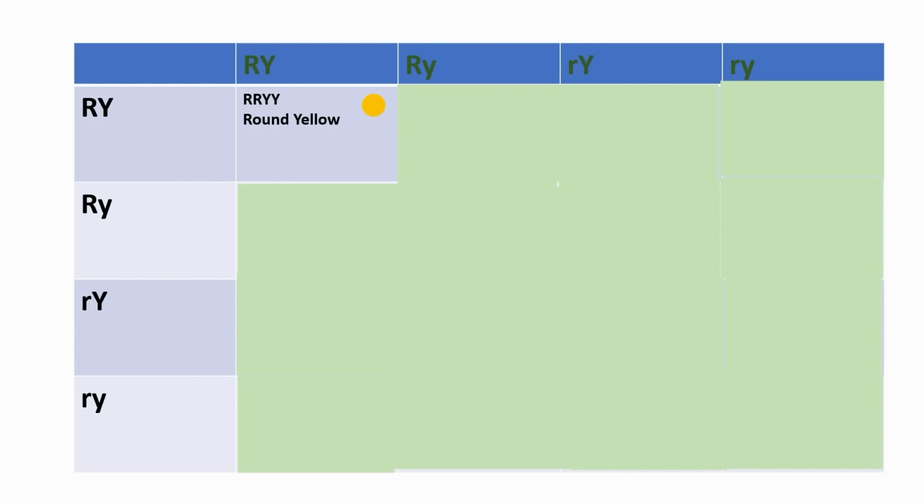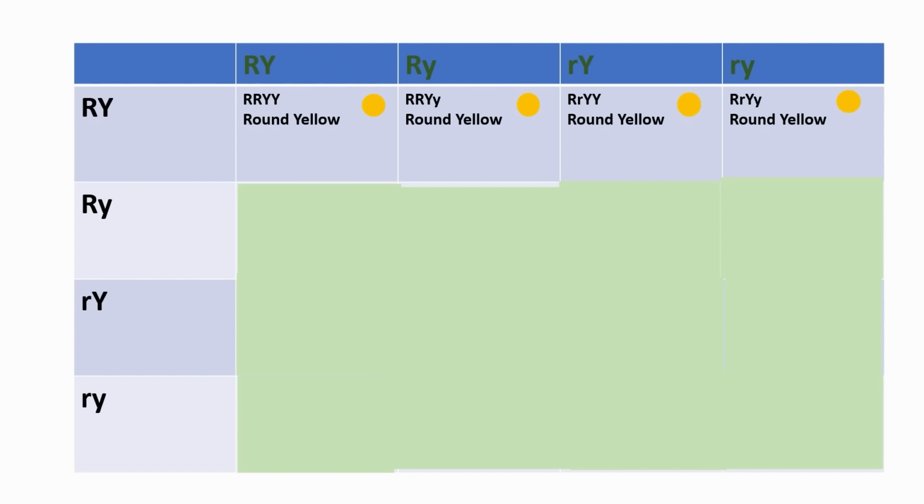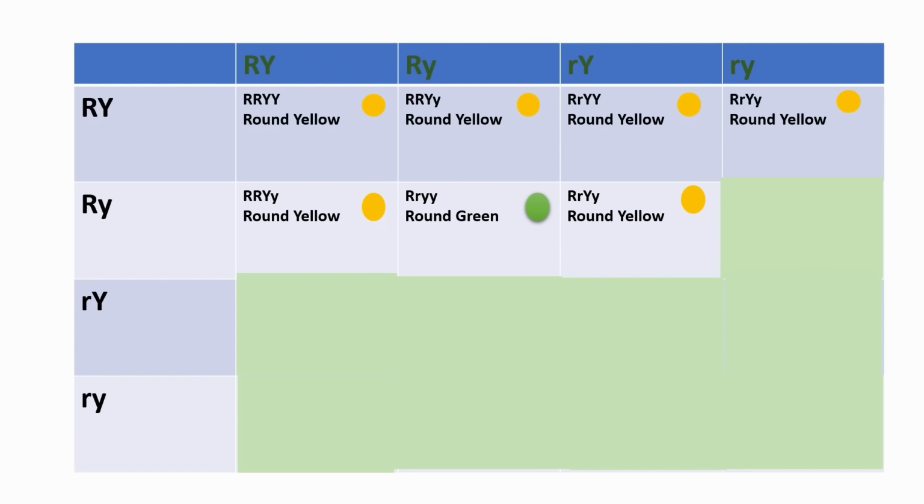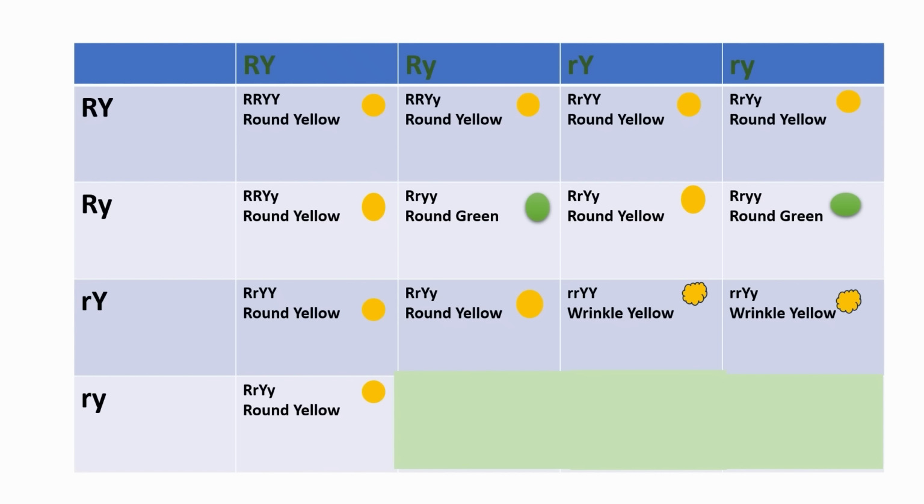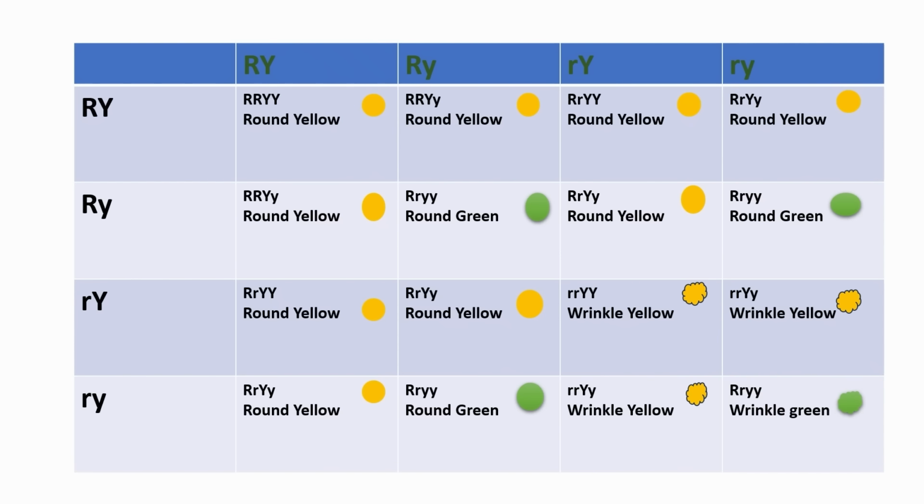round yellow, round green, wrinkled yellow, and wrinkled green seeds.